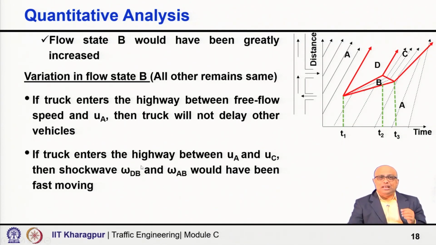Now, if the truck enters the highway between speed UA and UC, lower than UA and UC, the capacity discharge, capacity flow, then what would have happened? If the truck enters the highway between UA and UC, then the shock wave with speed omega DB and the shock wave between A and B with omega AB would have been fast moving.